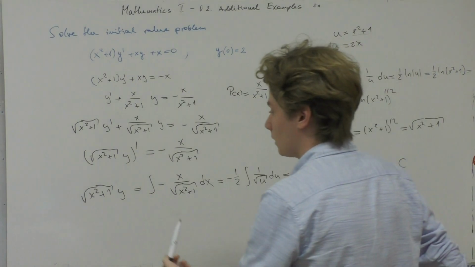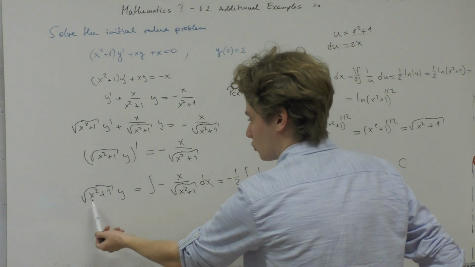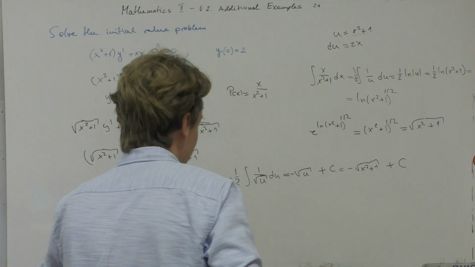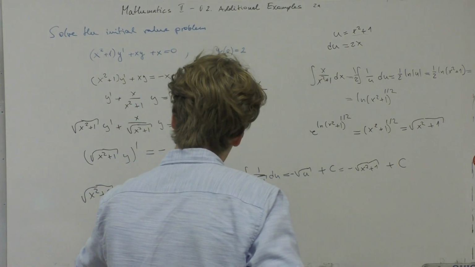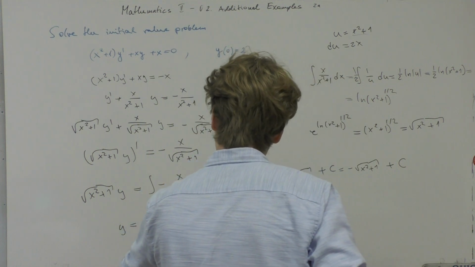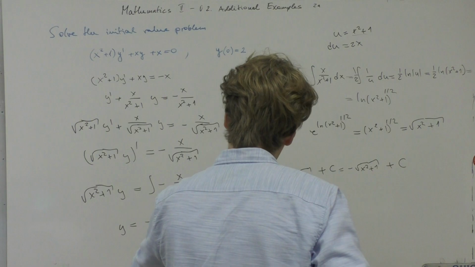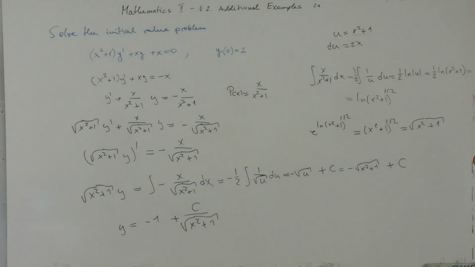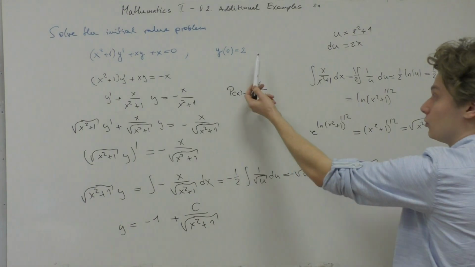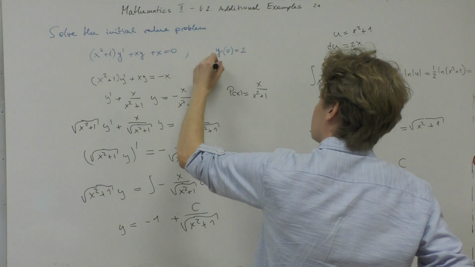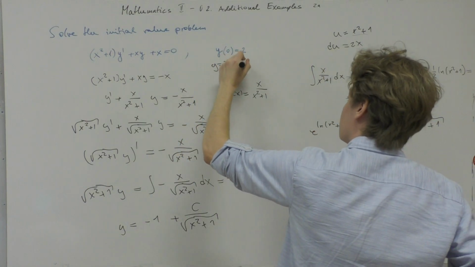Now we have to divide with the coefficient of y. So we have that y equals minus 1 plus c over the square root of x squared plus 1. And this is the general solution of the equation, but we also have an initial value, and that initial value states that y is 2 when x is 0.